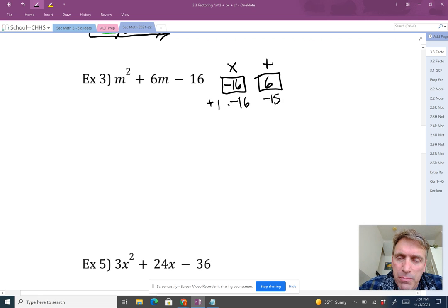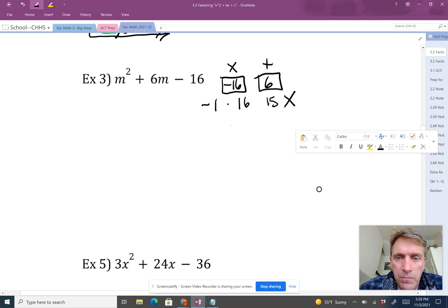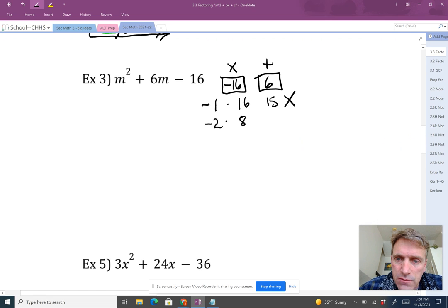I get a negative number, but I notice that 6 is positive. And so I'm going to switch it and put the negative on the 1. And then when I add them, I get positive 15. Now, that's not the numbers we're looking for. We're looking for 6. But we at least have the right sign on the larger absolute value. So I'm going to go to negative 2 times 8. Negative 2 times 8 is negative 16. And negative 2 plus 8 is 6. And that's what we're looking for.